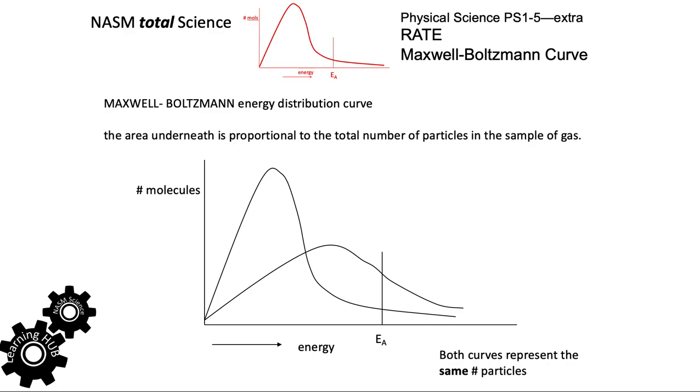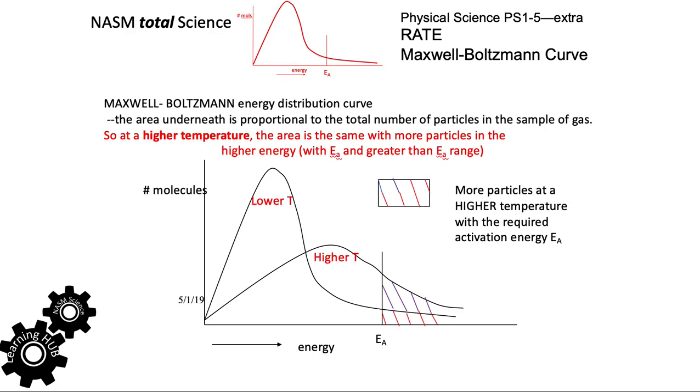And so both these curves here are representing distribution curves under different conditions at different times. But for these two, they represent the same number of particles. And the curves were produced with the lower temperature having the higher apex, the higher temperature having the lower apex. But it's not the apices that is really the significant factor here.